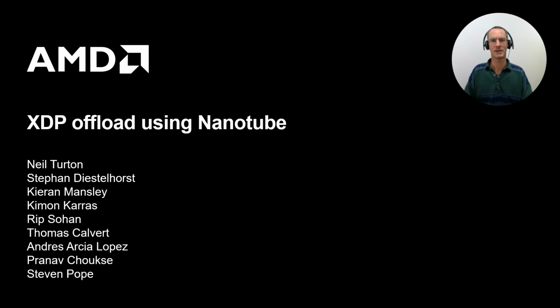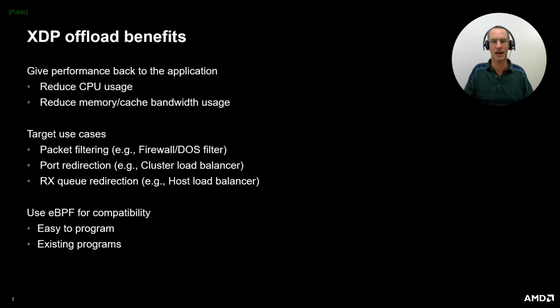Hello, I'm Neil Turton, and today I'm going to tell you about the Nanotube compiler, which I've been working on at AMD. Our aim with Nanotube is to offload XDP programs to an FPGA SmartNIC to give performance back to the application. Of course, one benefit of offloading is reduced host CPU utilization, but I think a more important one is a reduction in the memory and cache bandwidth used.